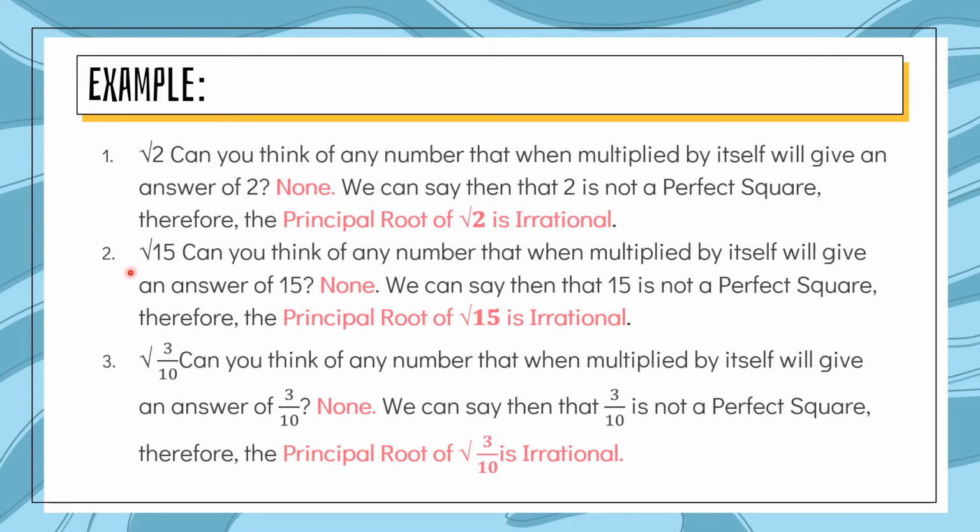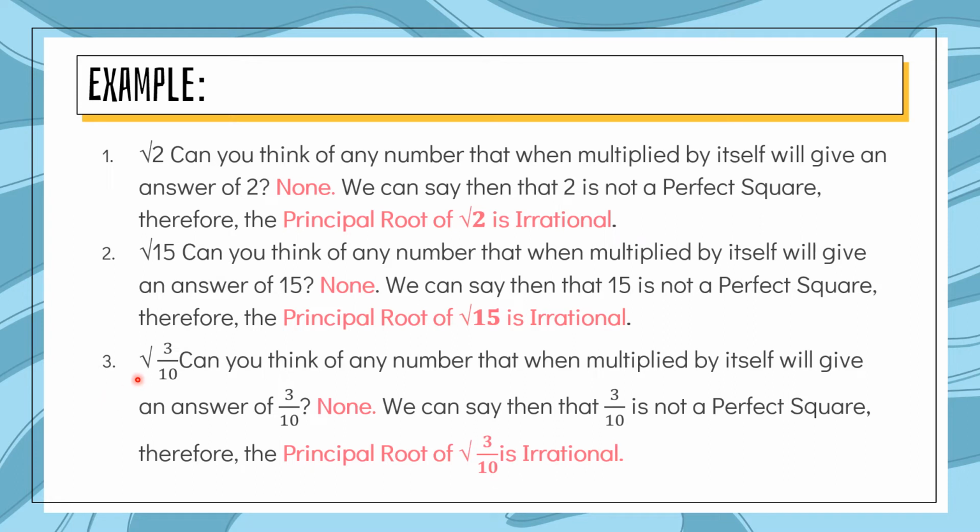Then number 2, square root of 15. Can you think of any number that when multiplied by itself will give an answer of 15? None. We can say then that 15 is not a perfect square. Therefore, the principal root of square root of 15 is irrational.